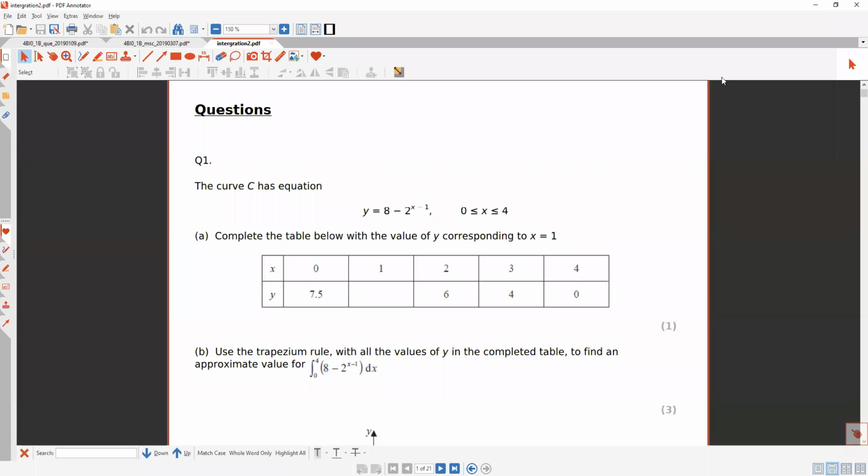Okay, so this is one of the questions we got. It's a 4-mark question about the trapezium rule. They said complete the table below. I'm pretty sure all of you will know how to complete this table. In the x value, you're supposed to give 1. So if I'm doing the a part here, it's going to be y equals 8 minus 2 raised to 1 minus 1, so 8 minus 2 raised to 0, so 8 minus 1. So it's going to be 7. Agree?